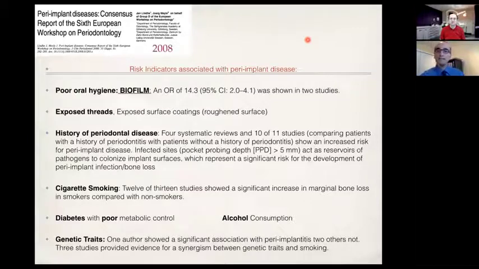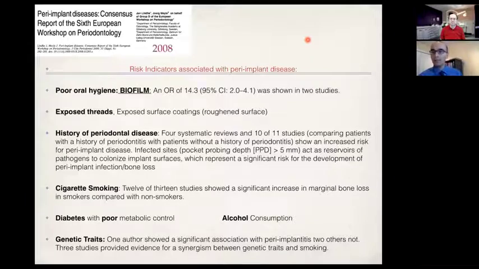The other thing is exposed threads. If we have very minimal bone at the site of the implant and the bone resorbs slowly and gradually, the rough, very porous surface of the implant gets exposed to the oral cavity and will be colonized with bacteria. So this is a matter of chicken or egg.